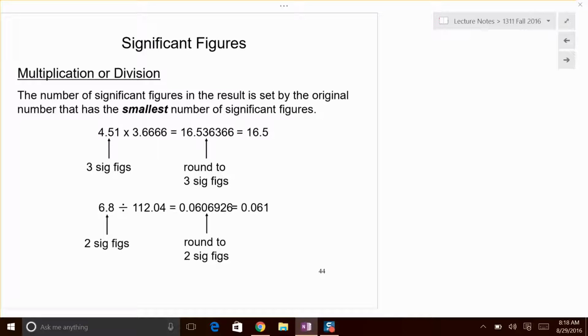Once again, division. 2 significant digits. 1, 2, 3, 4, 5. So my answer needs to be reported in how many significant digits? 2. To 2 significant digits. So I round this to 2 sig figs, 0.061.